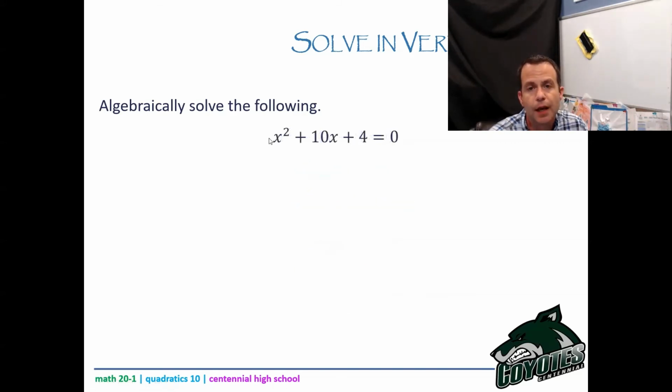Okay, awesome. I want to do that whole process one more time, because that's the first time I made you do that in this note. So I want to practice it again with you. So we're going to solve x squared plus 10x plus 4 equals 0.